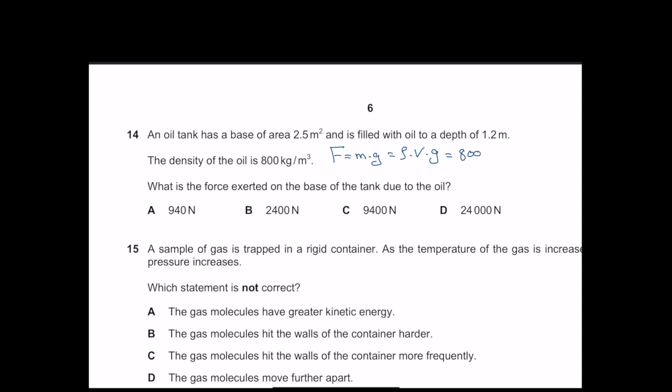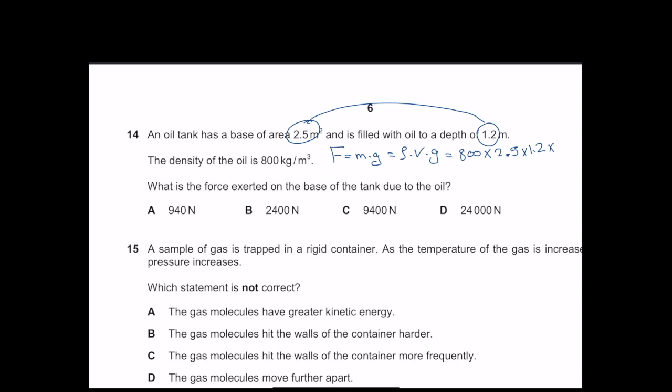This is most probably for olive oil. 800 kilogram per meter cube, then times the volume. The volume, we have 3 dimensions here. We have the area, 2 dimensions, and we have the depth. So it's going to be 2.5, make sure that it's in meter square, times 1.2 in meter. That was the density times volume, then times gravity acceleration.